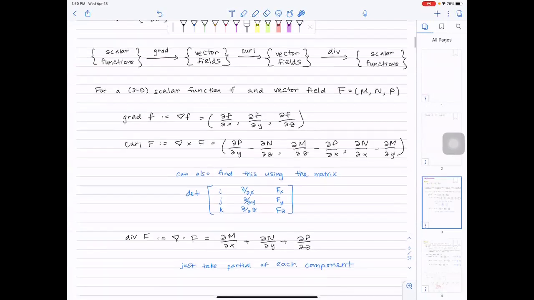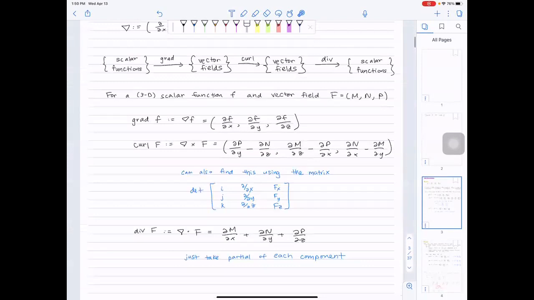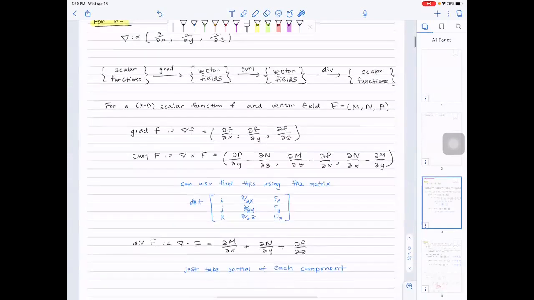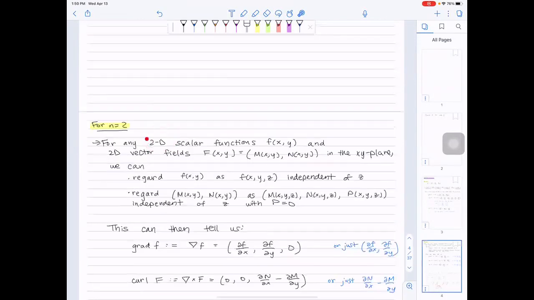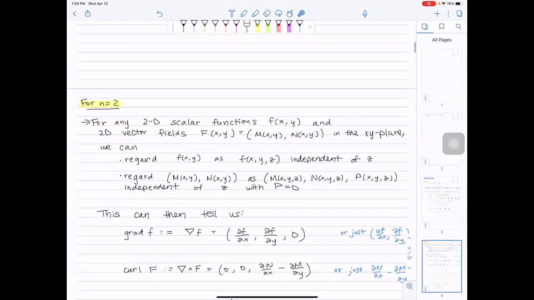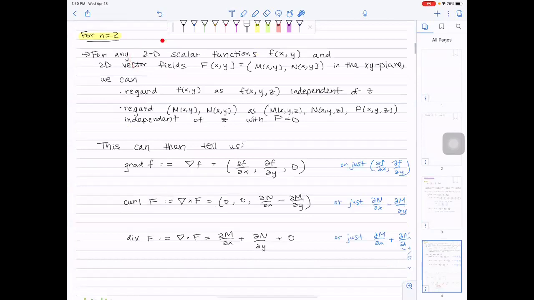Okay, and so what happens if our function F is in 3 dimensions, so it has an M, an N, and a P, and we get rid of the third dimension? We get rid of the z variable. Then we have scalar functions in 2 dimensions, so there's an x and y. What happens in 2 dimensions? Well, for the gradient, there's no z term, so this term becomes 0.